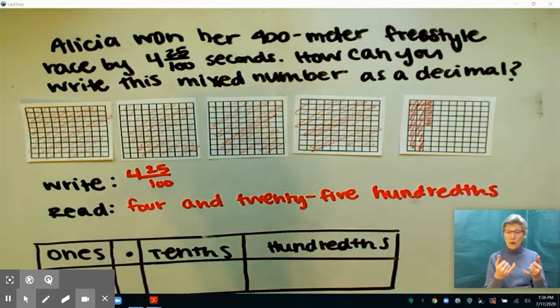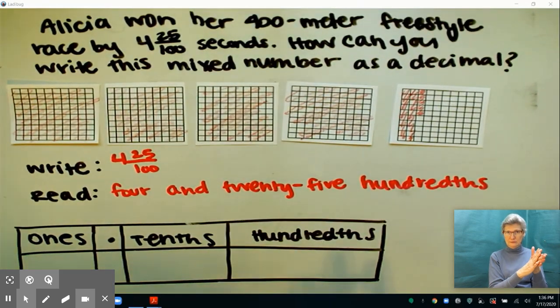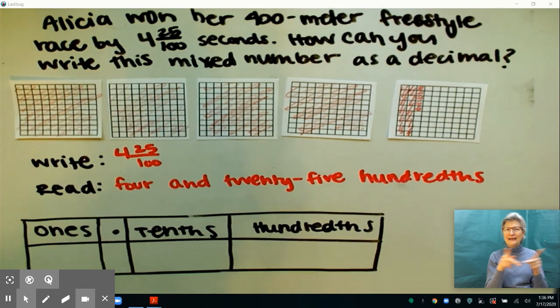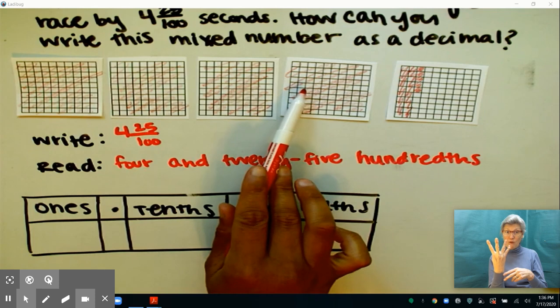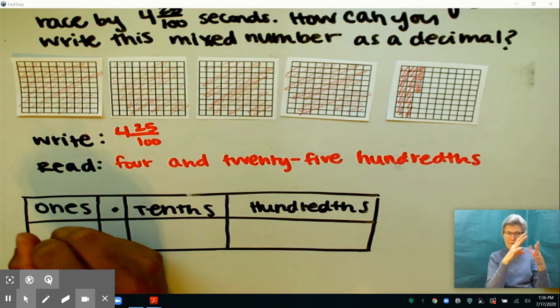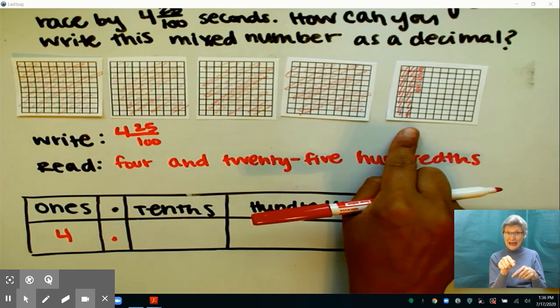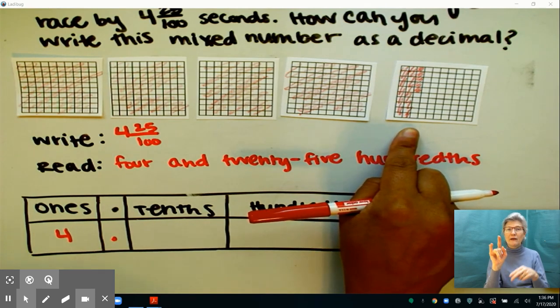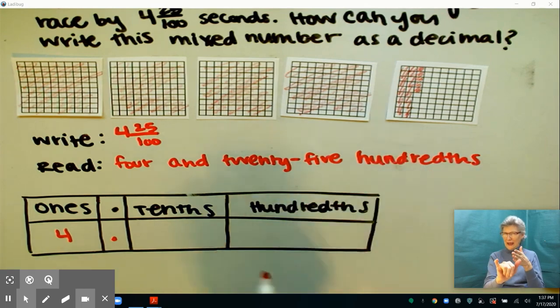Now, let's take that information and move to our place value chart and think about how we can use this place value chart to write our number in decimal form. Let's start by thinking of our ones place. How many ones do we see in our model as we look up above? And we see that we have 1, 2, 3, 4, right? So we have 4 ones, and then after that decimal point, we have 25/100ths.